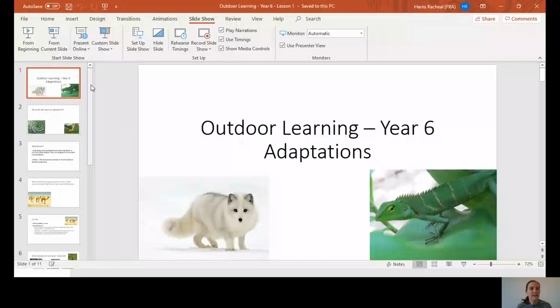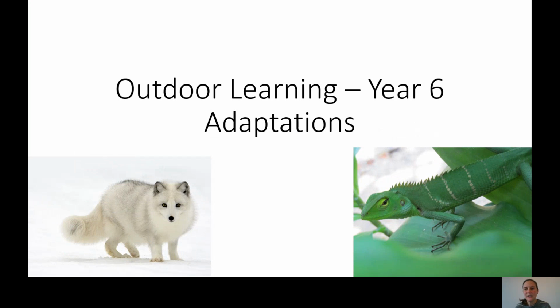So our topic this term is adaptations. I'm going to share my screen and then we can kick off our first lesson. Okay, hopefully you can all see that. So, as I said, welcome to Outdoor Learning in Spring 1. Our topic this term is adaptations.